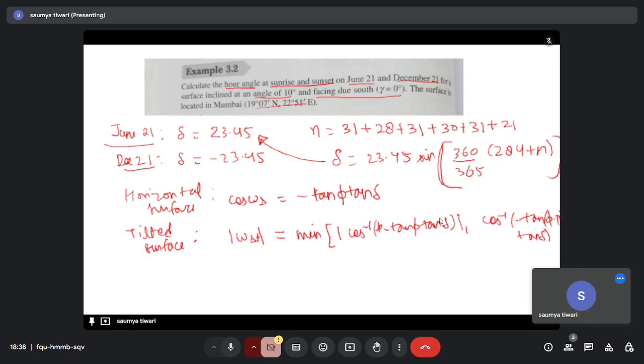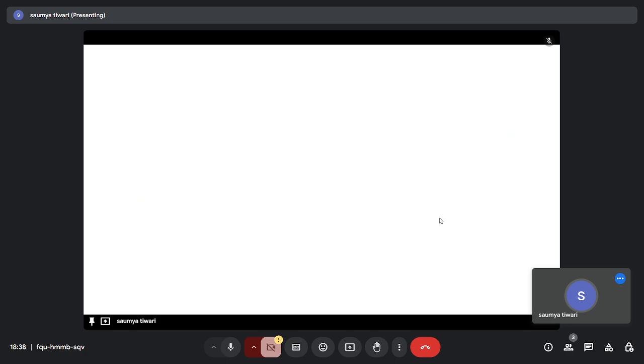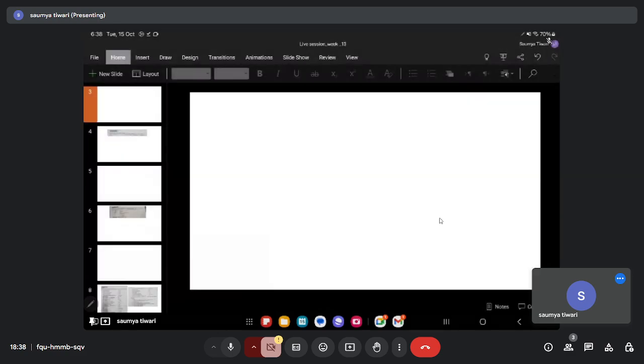It's the mod value, so it should be independent of the sign of the value we are getting. So this is the formula. This formula is also mentioned in the lecture slides. Now let's take these two cases. Let's add one more slide and see this question. So now for June 21, what we know is the formula.